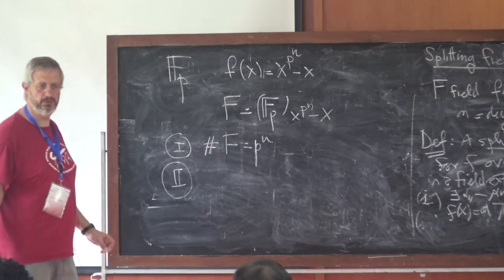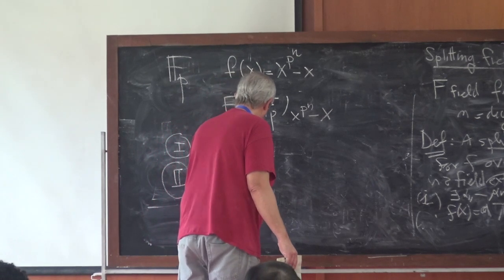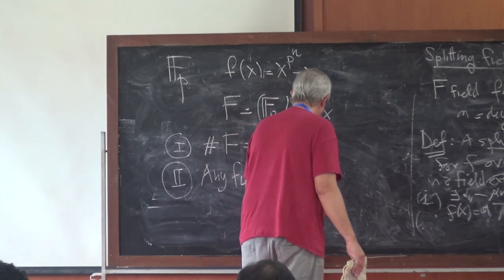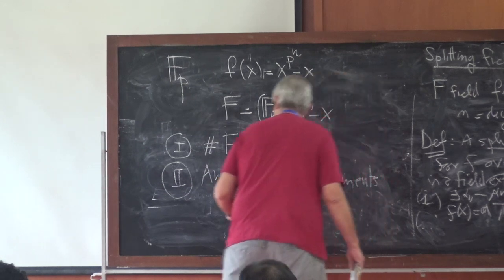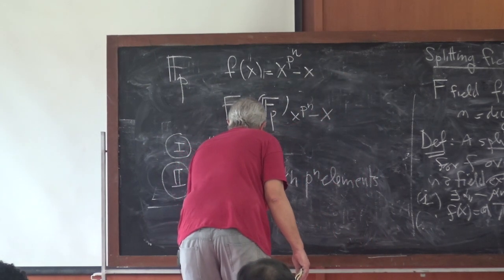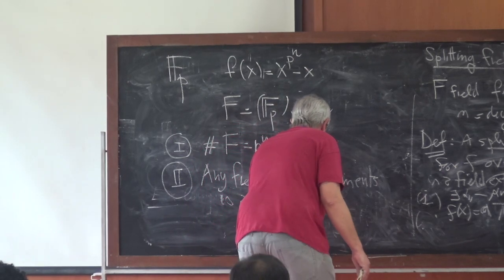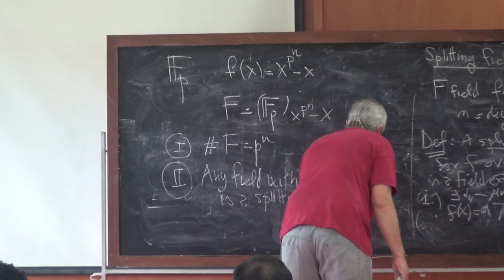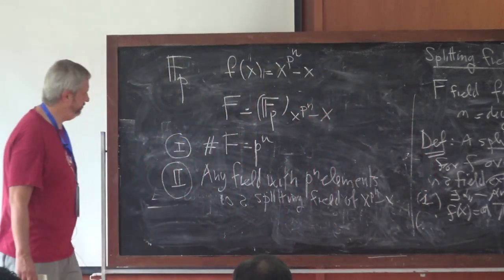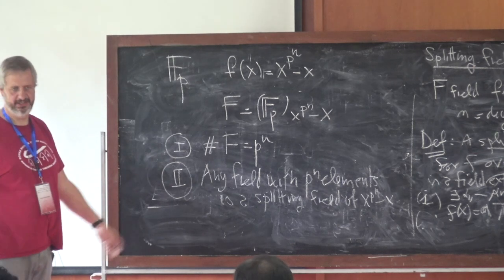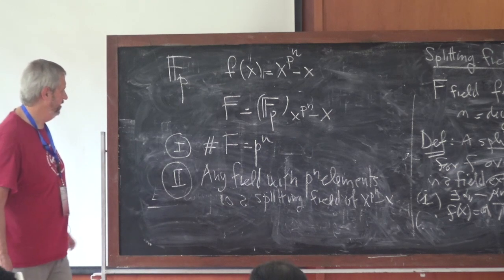And the second thing that I would like to remark is that any field with p to the n elements is a splitting field of x to the p^n minus x. So I justify the second thing: any field with p to the n elements is the splitting field of this polynomial.